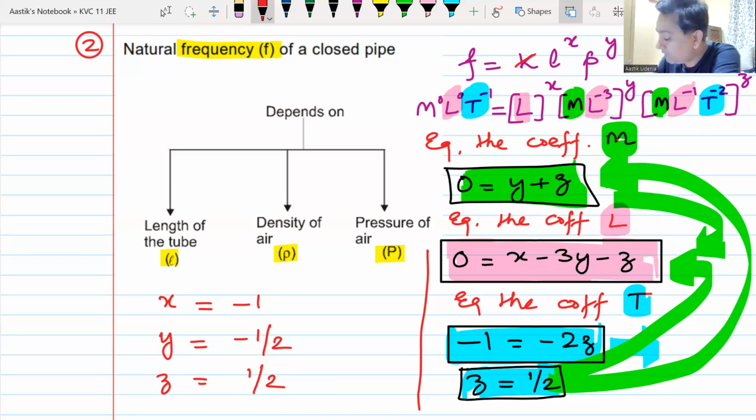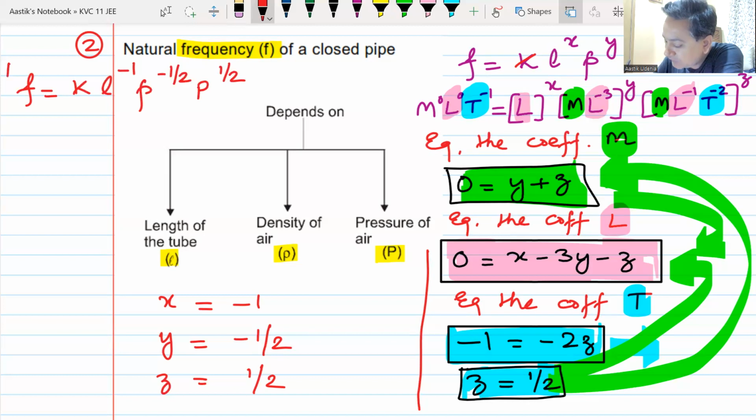So now I will move ahead and write f is equal to k. I cannot get the value of this k, no problems. I have got better things. I have got L raised to the power of -1. I have got rho raised to the power of -1/2. I have got p raised to the power of 1/2. This is what I get.